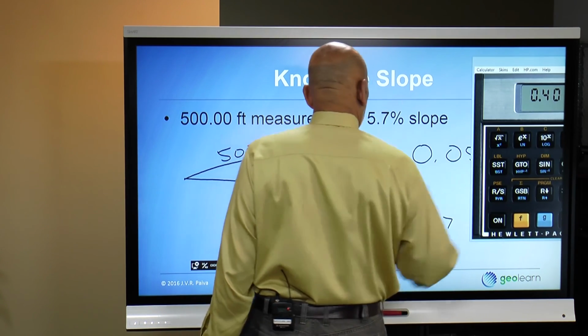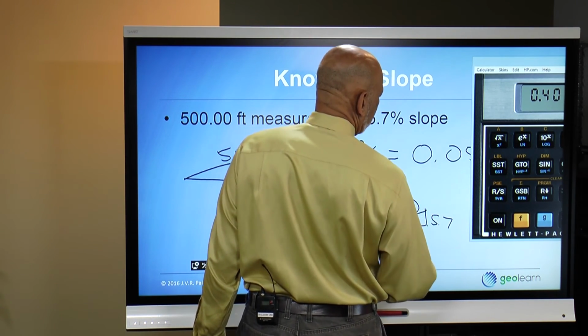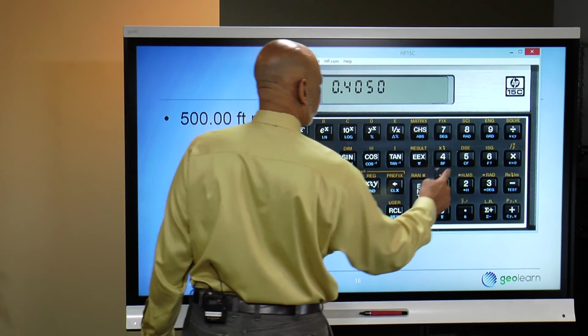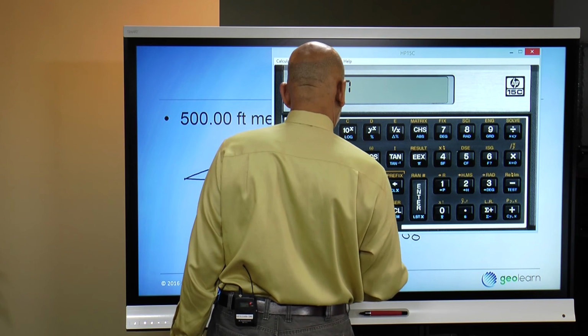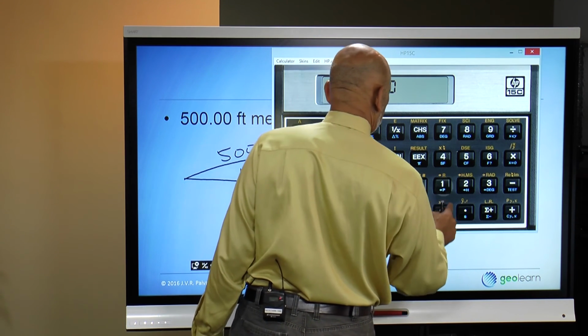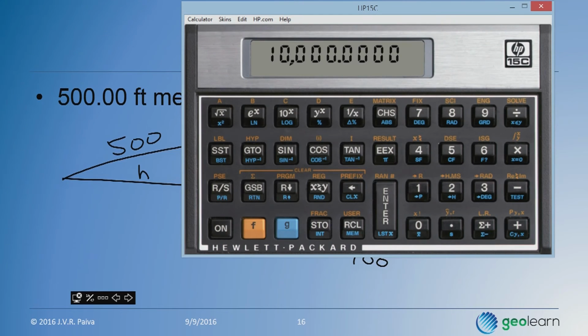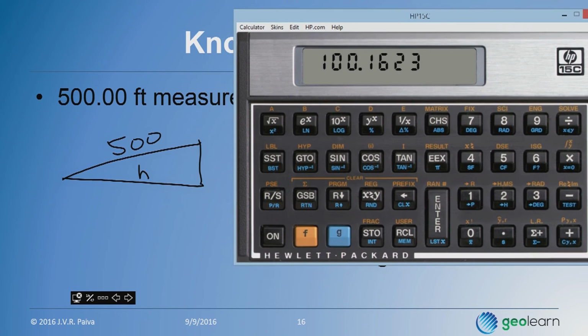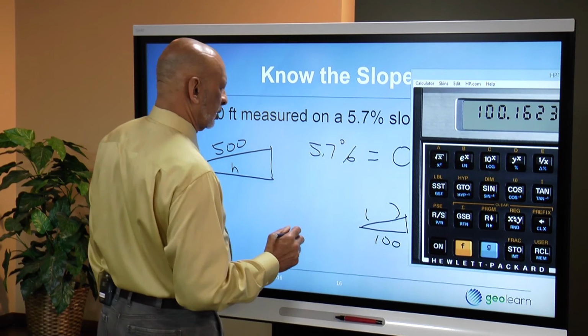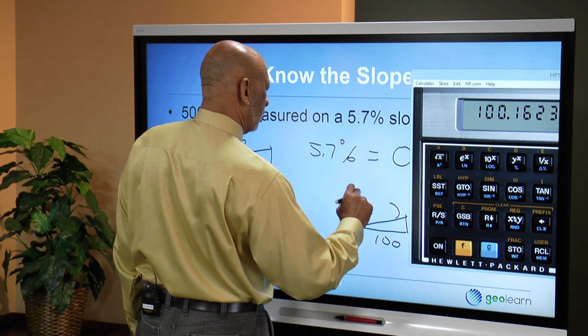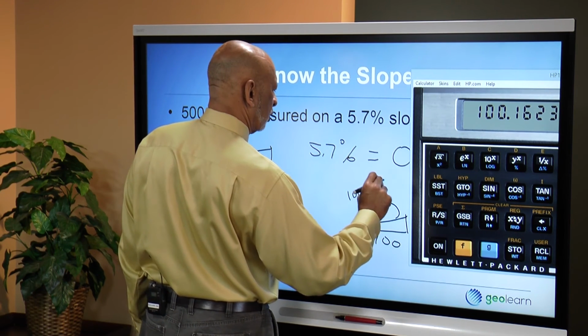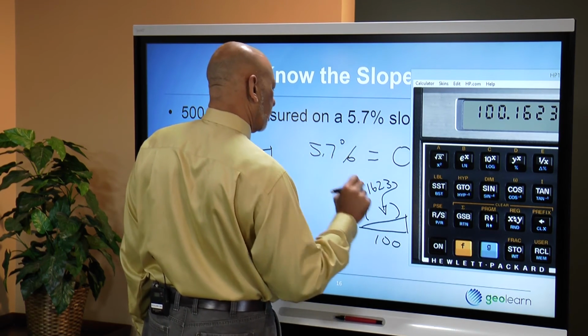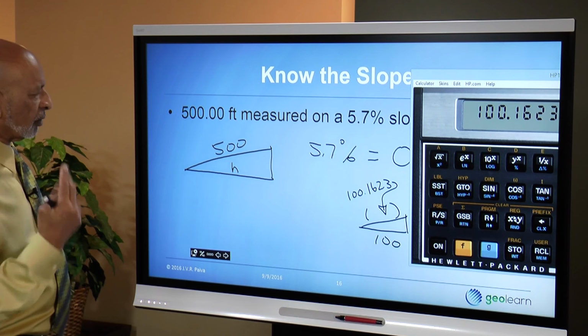And that would be to take 100 squared and 5.7 squared, add them together, and then take the square root. I get 100.1623. Because I'm going to do proportions, I'll probably use all 4 digits. Probably can get by with 3 digits, but I'm just going to go ahead and take 4. That way I don't have to think too much.